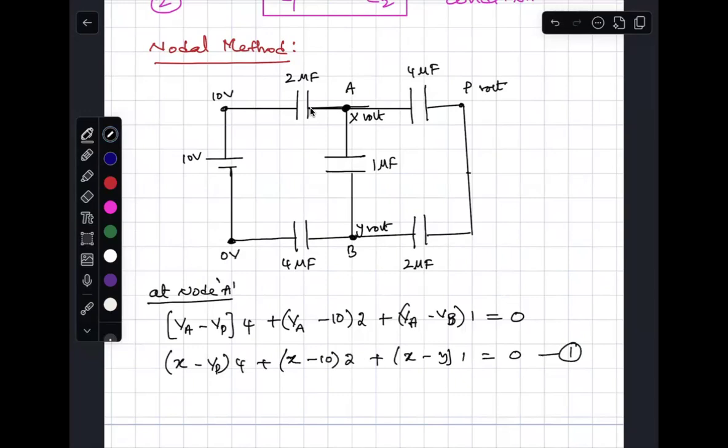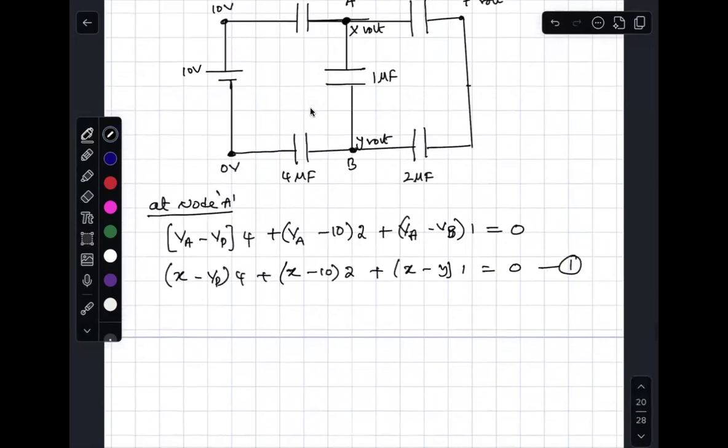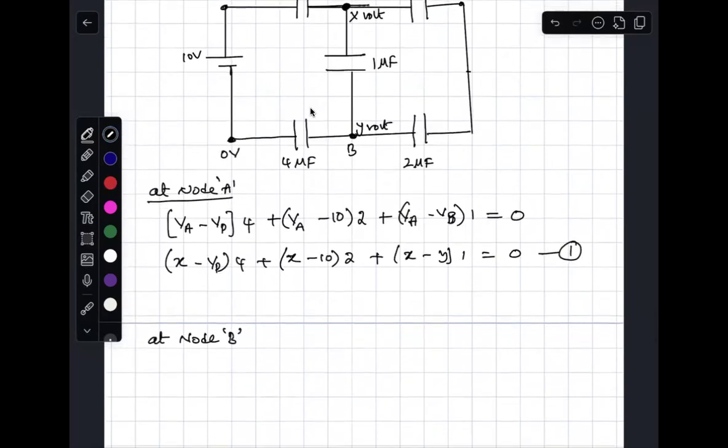Now take B as a node again. Yes, node B. Now what will happen? Now again, you will simply follow the same logic. (Y minus 0) times 4 plus (Y minus X) times 1 plus (Y minus Vp) times 2 microfarad is equal to 0. Right? So now you have two equations.